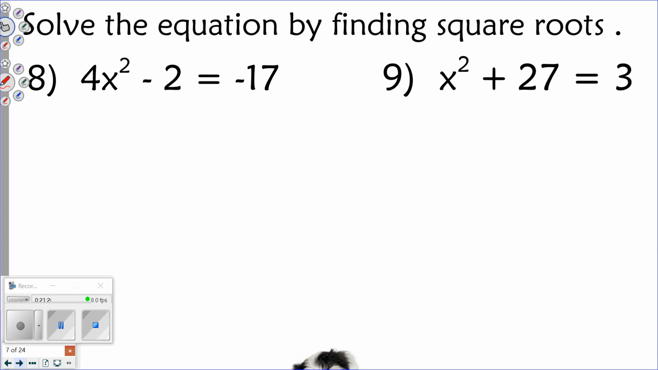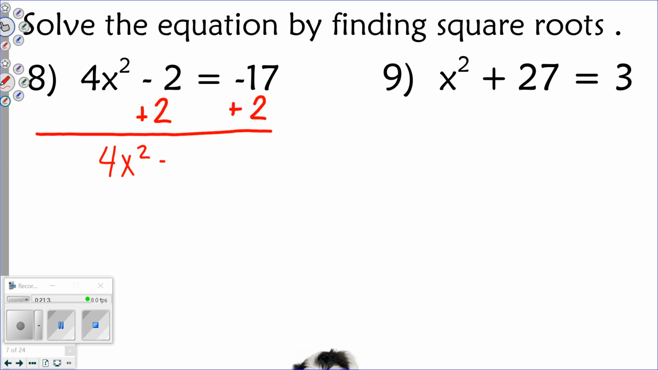All right. What about number 8? Yeah, let's add the 2. So 4x squared equals negative 15.